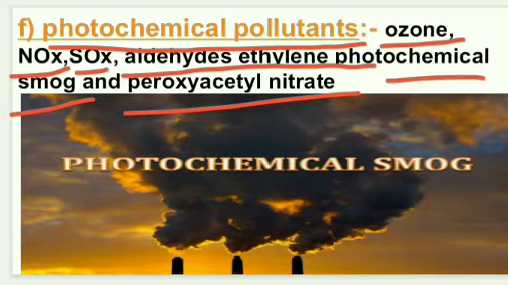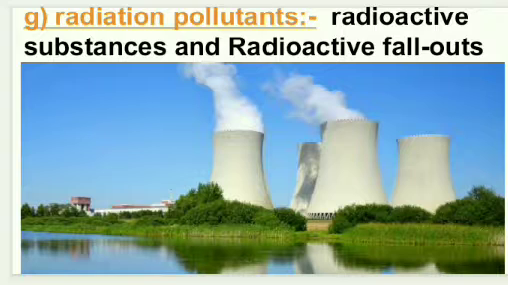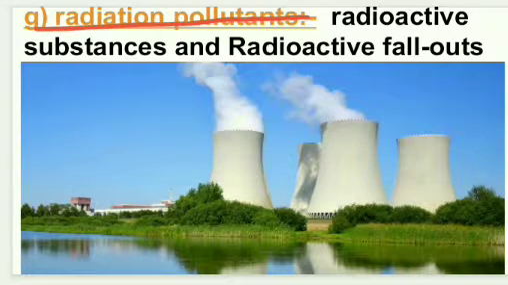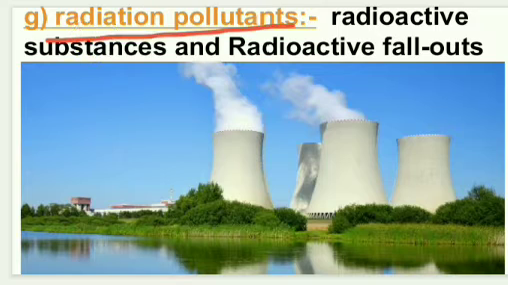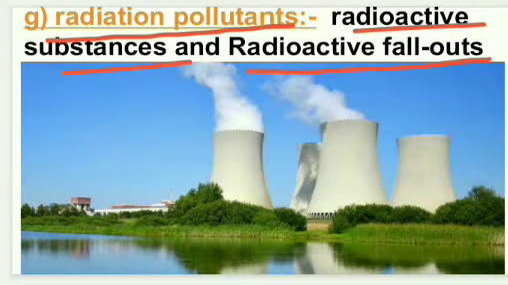Here is the picture of photochemical smog, which is really very dangerous to humans, creating various respiratory issues, and it also affects visibility. One more air pollutant is radiation pollutants. Radiation pollutants are pollutants discharged from radioactive power plants and radioactive substances. They include radioactive substances and radioactive fallouts, the emissions from nuclear power plants. So all these are the air pollutants.